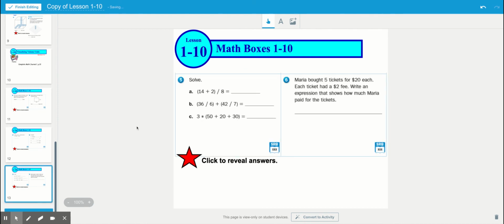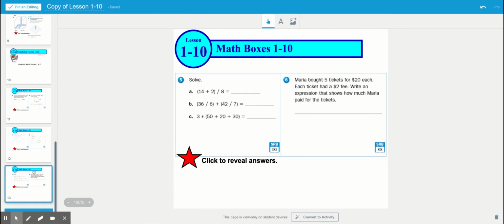And 5 and 6, number 5 is practicing those parentheses, the grouping symbols. And number 6, Maria bought 5 tickets for $20 each. Each ticket had a $2 fee. Write an expression that shows how much Maria paid for the tickets. So she bought 5 tickets for $20 each, and each ticket had a $2 fee. How much did she pay in all?